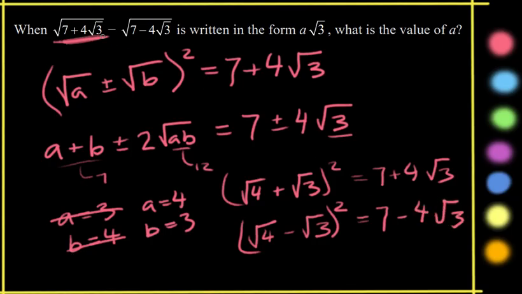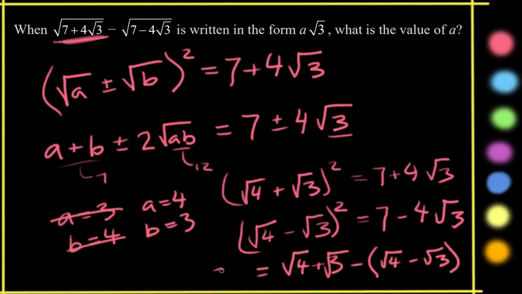So what we want is to take the square root of this thing, which is 4 plus square root of 3, and subtract the square root of this thing, which is 4 minus square root of 3. So we have square root of 4 plus square root of 3 minus the quantity square root of 4 minus square root of 3. And if you calculate this out, you just get 2 times the square root of 3. And the question said it's written in the form a square root of 3. What is the value of a? Okay, I probably shouldn't have used a here. That's a different a. But anyway, this is 2 times the square root of 3, so 2 is our answer here.